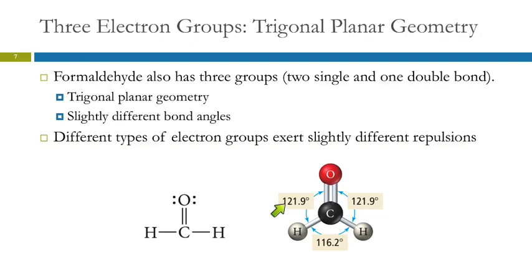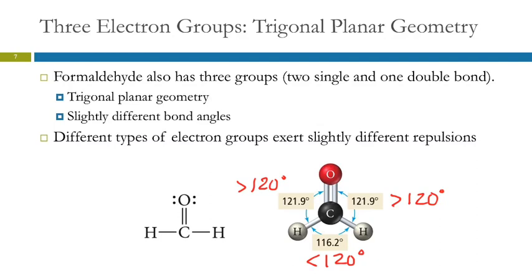So do I expect you to remember that in formaldehyde the angle's 121.9 and 116.2? Absolutely not. What I would like you to be able to say is that the angle between the oxygen and the hydrogen is going to be a little bigger than 120, and the angle here is going to be a little less than 120. So this angle, you should be able to tell me is greater than 120, and this one is less than 120, and this one's greater than 120.